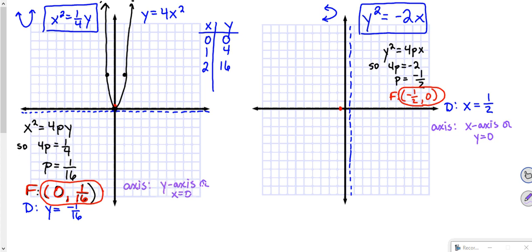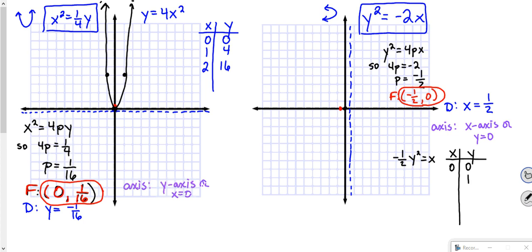Okay, and then we got to plot some points. So I know that my vertex is 0, 0. Now here's how I usually kind of plot these points. So if I have y squared equals negative 2x, that is negative 1/2 y squared equals x, right? If I divide both sides by a negative 2. So if I'm making a table of points here, I'm actually going to kind of do it backwards. So I know I've got the point 0, 0.